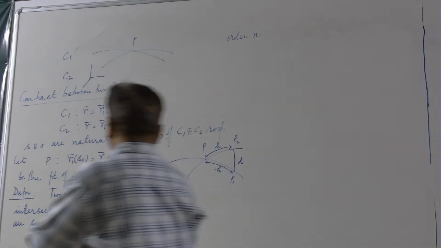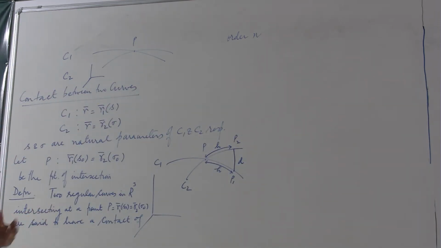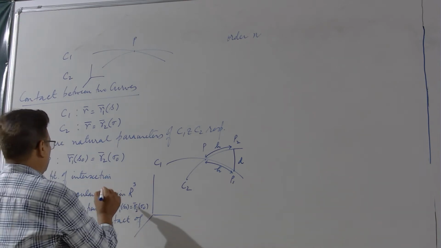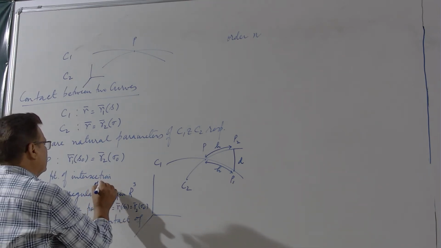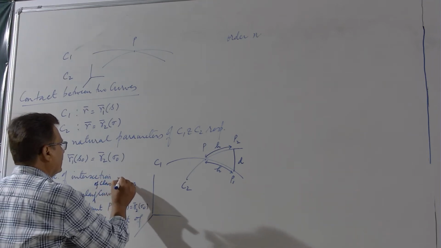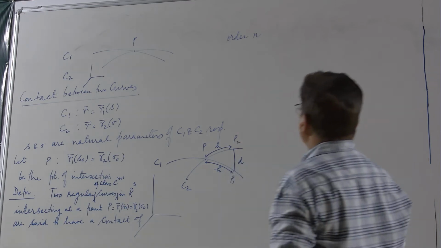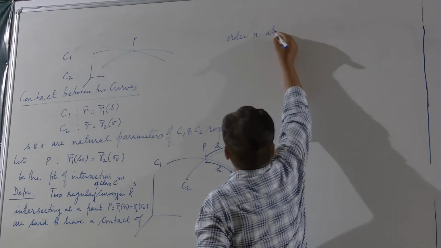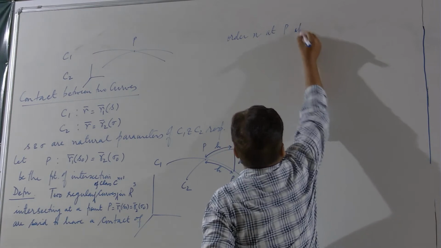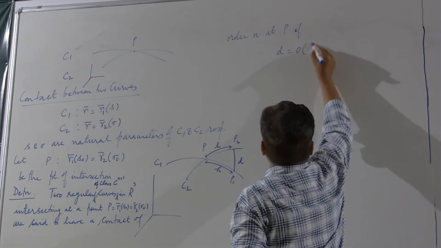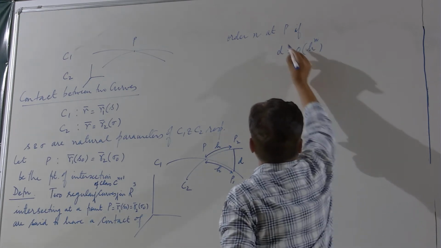So, when I say these curves are regular, in fact they are regular of a certain class. Since I am talking about contact of order n, I must choose these regular curves of class C^(n+1), one order more than the order of contact. We say that they have a contact of order n at P if d equals O(h^n). So, this is the defining condition.